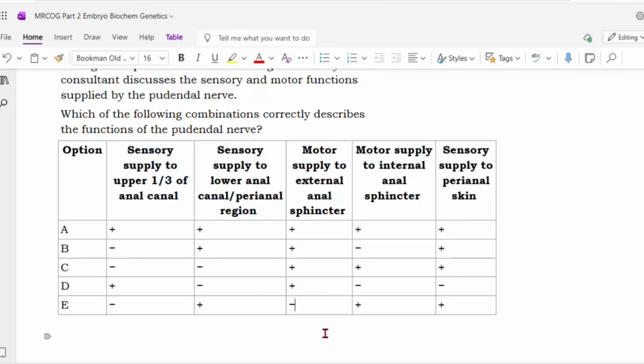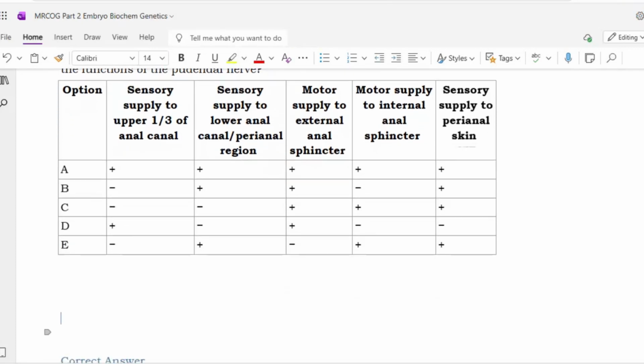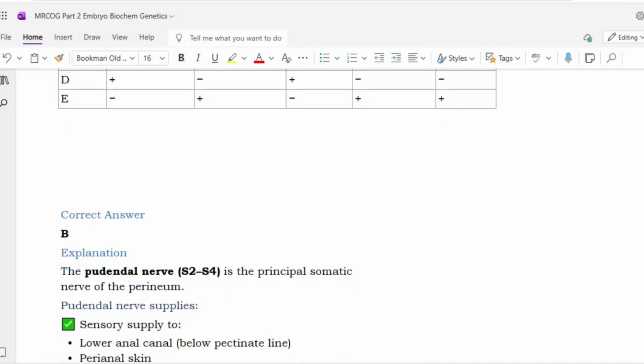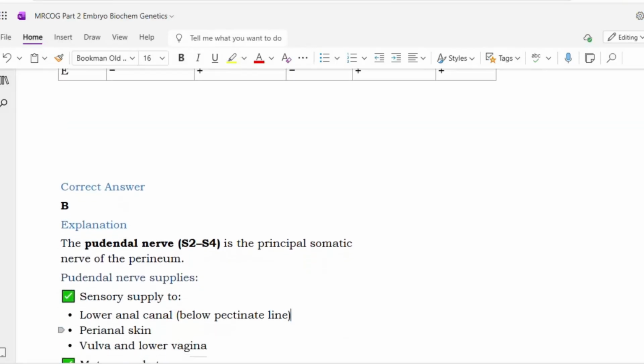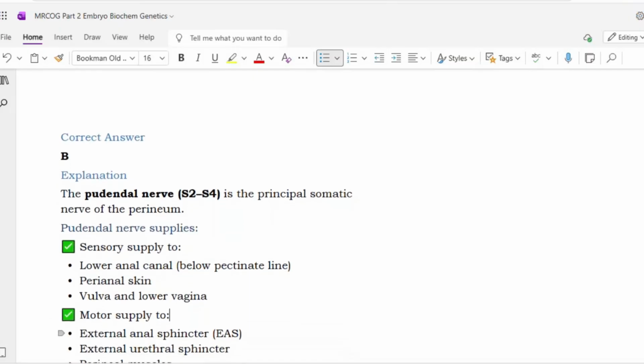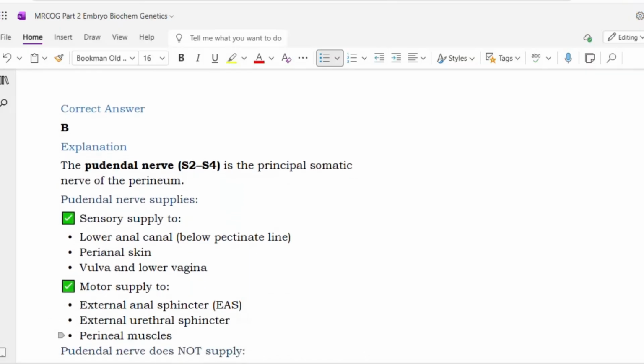So the option E, internal anal sphincter, lower anal canal, and perianal skin. B and E are most similar, but still okay. So answer is B. The pudendal nerve, S2 to S4, is the principal somatic nerve of the perineum. It is a sensory supply to the lower one third of the anal canal, perianal skin, and vulva and lower vagina. So lower anal canal, below the pectinate line.